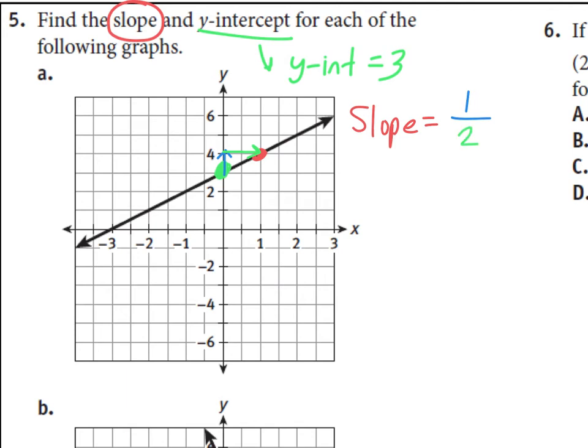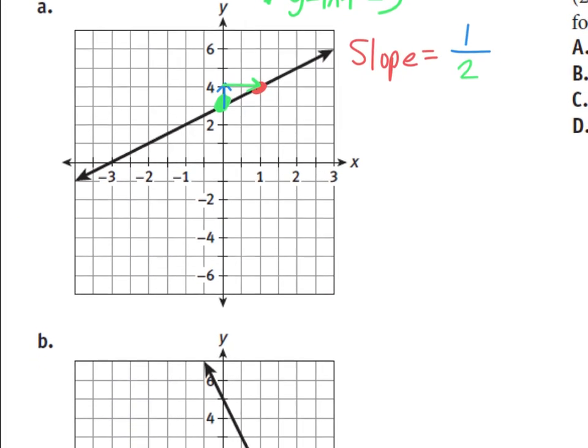So the slope of this one would be 1 over 2 or 1/2. It's going up 1 over 2. That's the slope. Okay, let's look at part B.